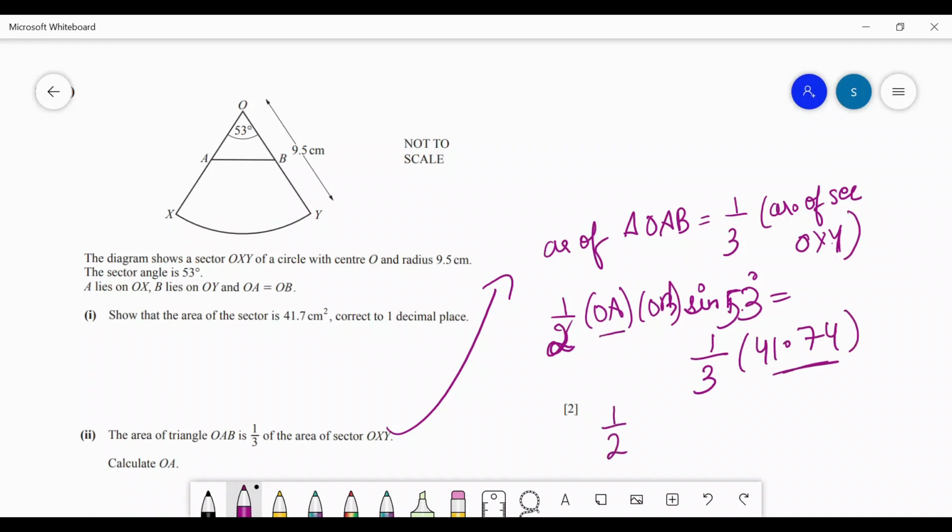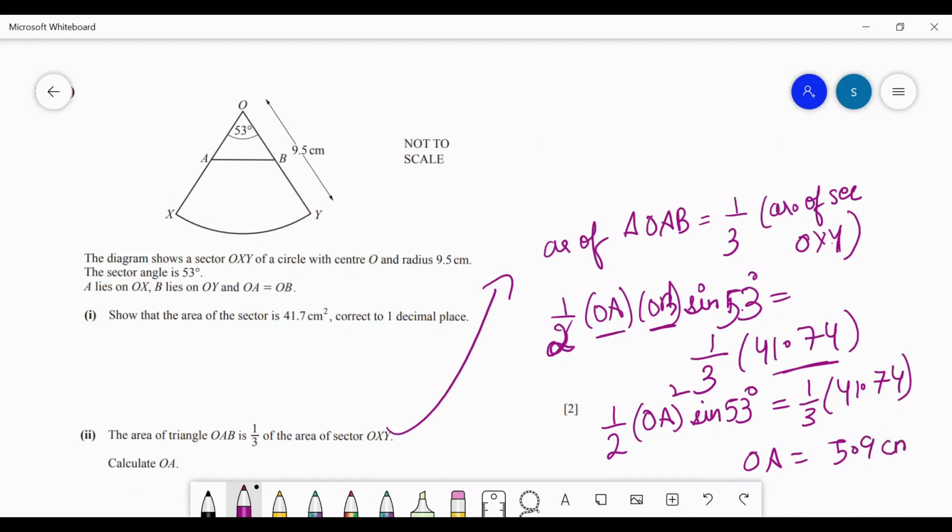So that would be half into OA and OB are of the same measure. It's an isosceles triangle. So I can just take it as half OA square into sine 53 degrees is equal to 1/3 into 41.74. So OA is equal to, when you solve this, you get 5.9 centimeters. That's the measure of OA.